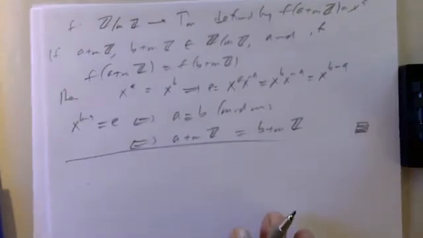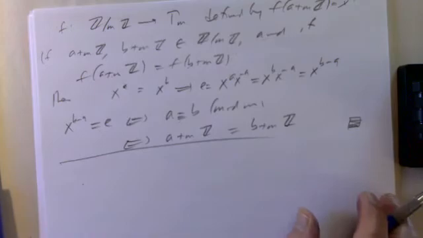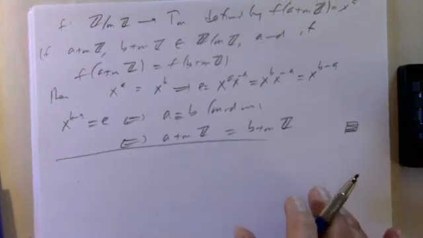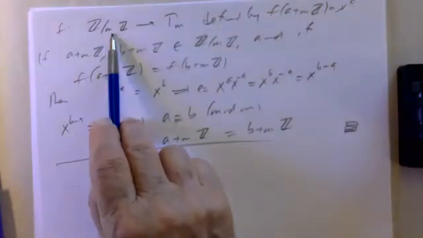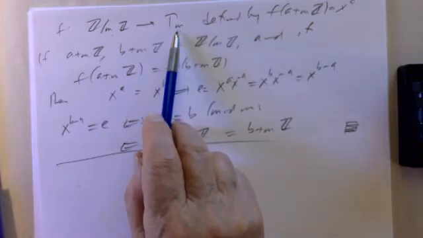So that's the proof. This is a pretty important example of an isomorphism: the additive group of congruence classes mod m is isomorphic to the finite cyclic group of order m.